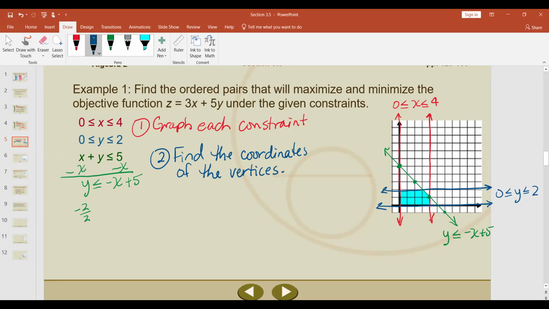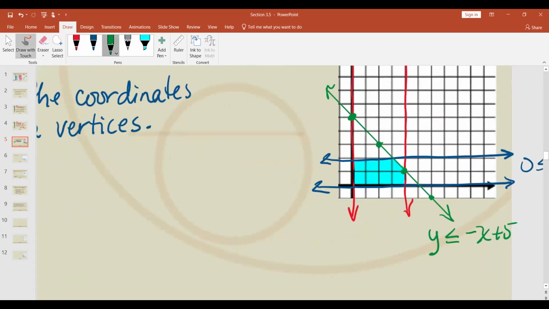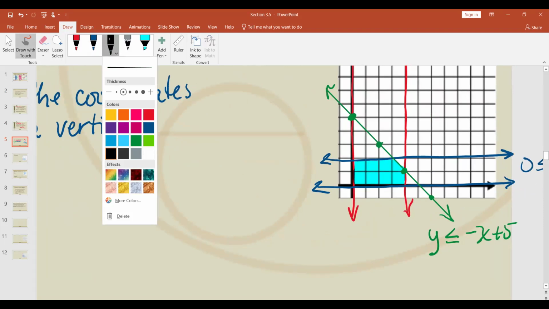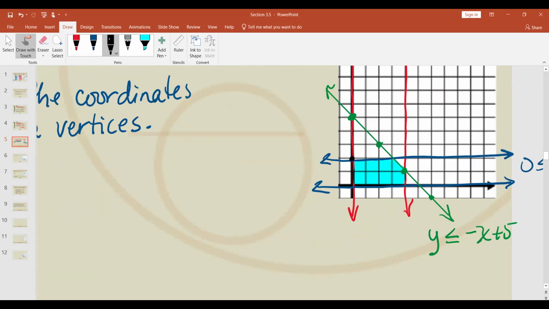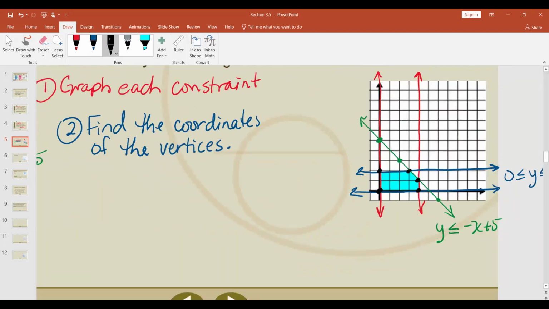All right, so we've got a few here. We've got this one here, which is the origin. We've got one here, here, and here. So we've got 5 different vertices. So let's go ahead and jot those down.